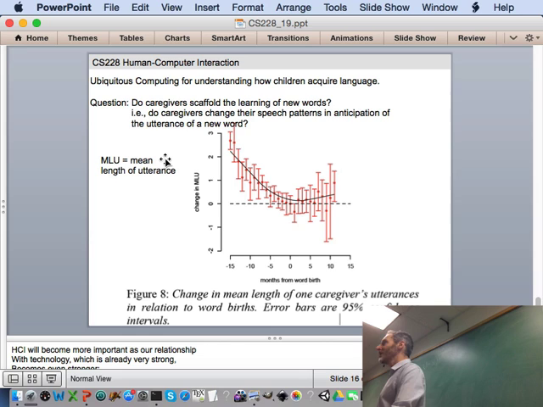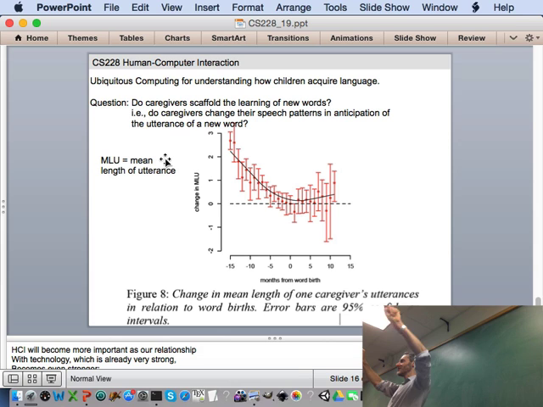As we talked about last time, this is evidence of scaffolding, and it's a very interesting form of scaffolding. They took each individual word birth, so every time a child uttered a word for the first time, they took that point in time, and they then went backwards in time in the data and forward in time in the data.